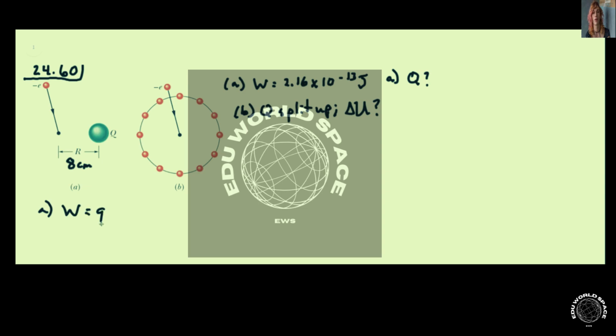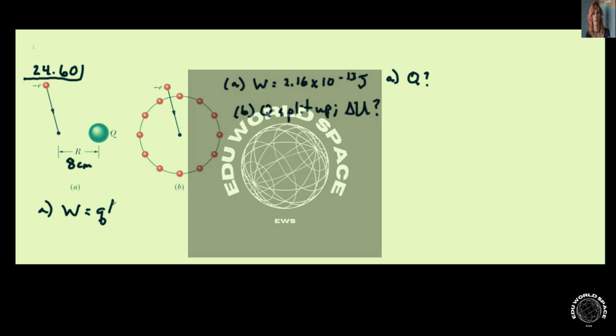So we want to find the charge on this ball, and then we imagine that the charge is split up into these 12 smaller charges, and then we move the electron to the middle of them, and they're all 8 centimeters away from the center here. And we want to find out what the change in potential energy is.